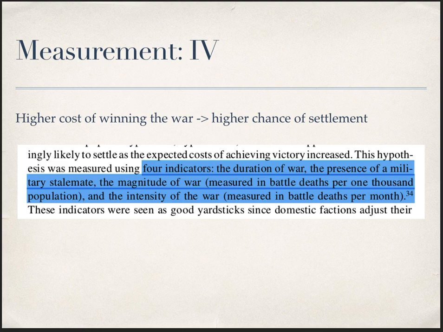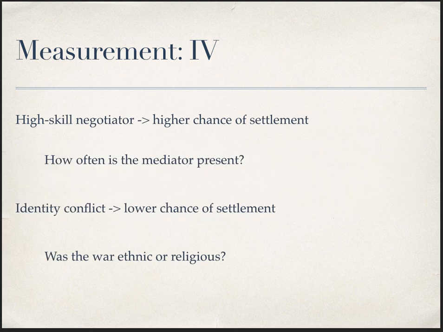So the wars that are longer and have more fatalities and where the battle lines move less are more likely to settle if the theory that civil wars drag on because they are worth more money to the fighters is true. For high-skilled negotiator, we just ask how often the mediator was present. Obviously, mediators that never show up are probably pretty low-skilled. There's really no way in her measurement strategy to determine between a dedicated but terrible negotiator and a great negotiator. For identity conflict, very straightforward.